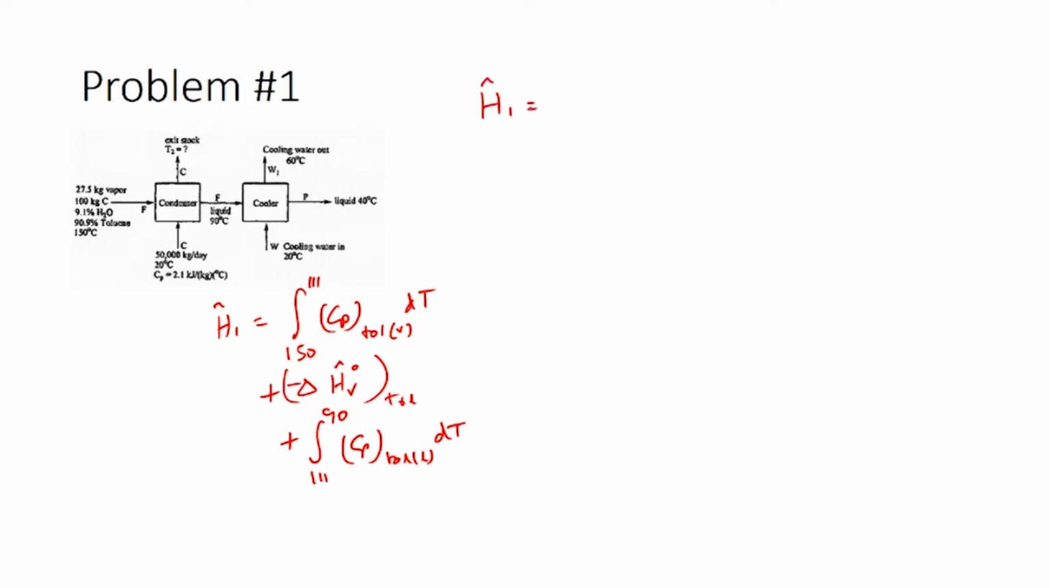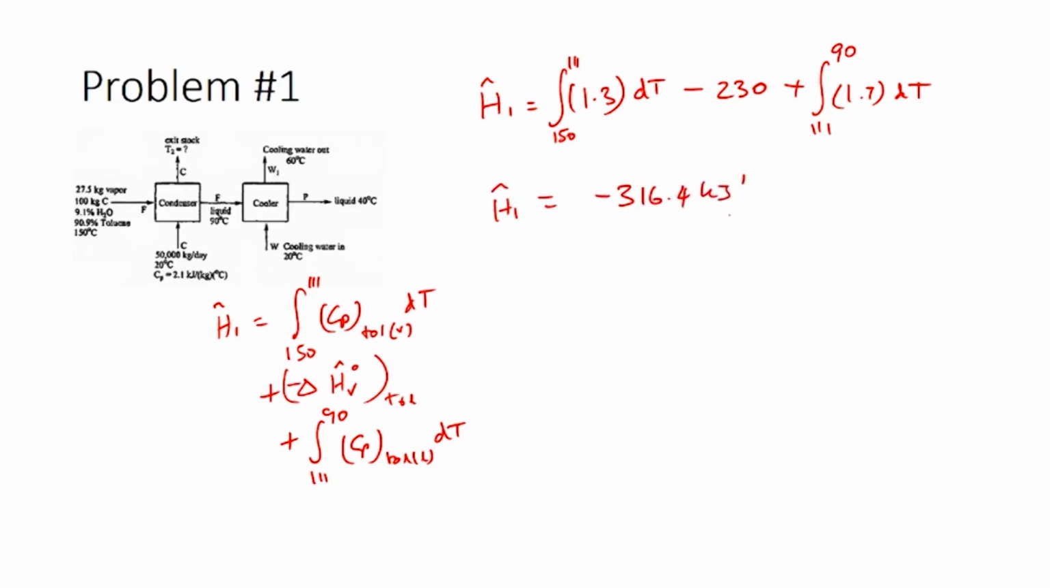So, H1 cap is equal to integral 150 to 111 of 1.3 dT. We are getting the Cp values from the table which was given to us in the problem, minus 230. The value for heat of vaporization can also be obtained from the table, plus integral 111 to 90 of the Cp of toluene liquid, which is 1.7 dT. So, using this we would end up with H1 cap as minus 316.4 kilojoules per kilogram. So, this gives us H1 cap.